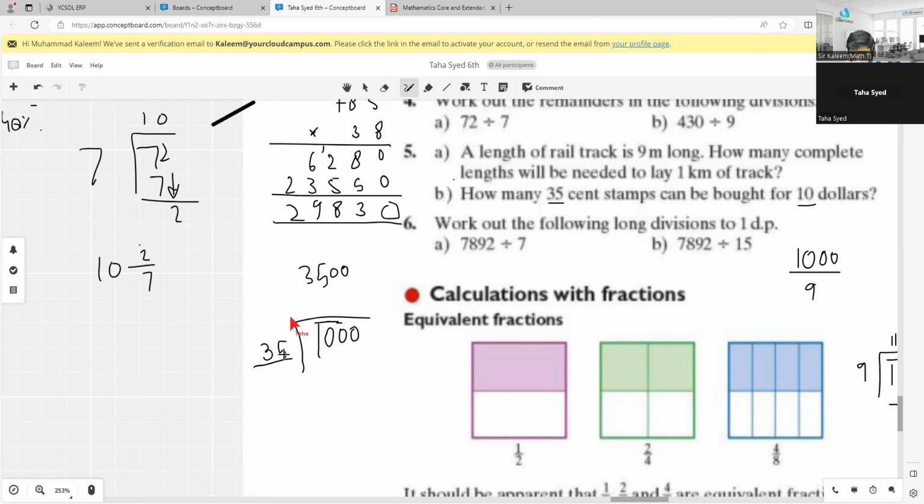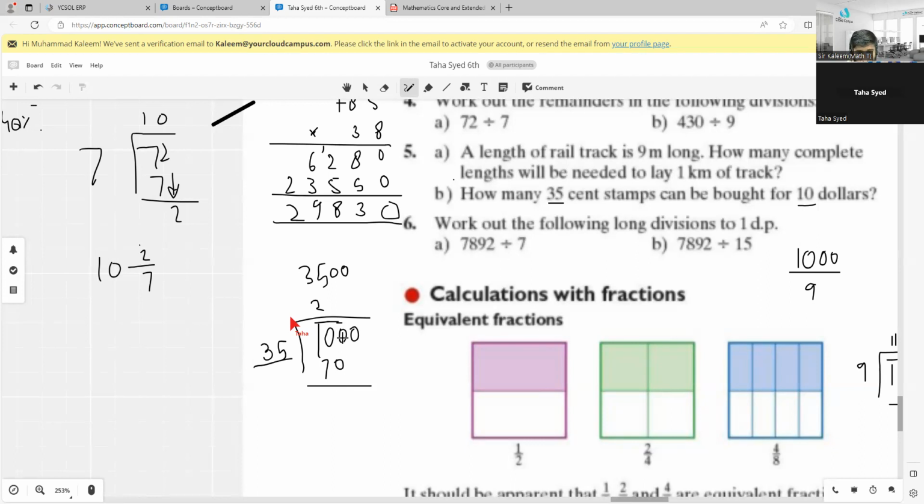35 two times will be 70. If we take 3 times, that will be 105, which is greater than 100. So we cannot take 3. Here we have to take 2. So we have 30 left.